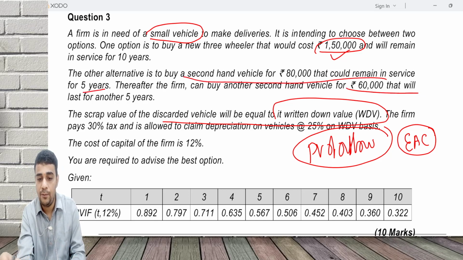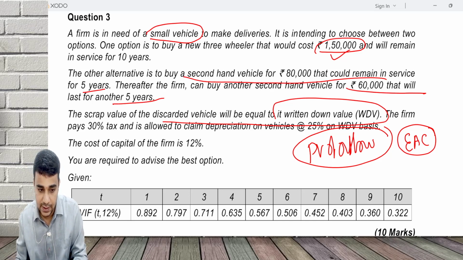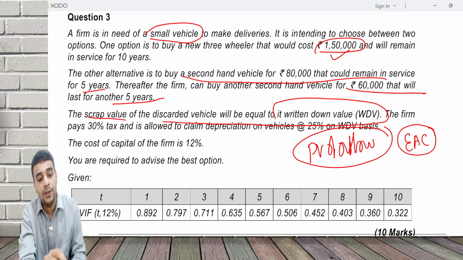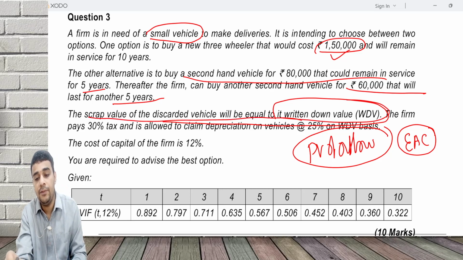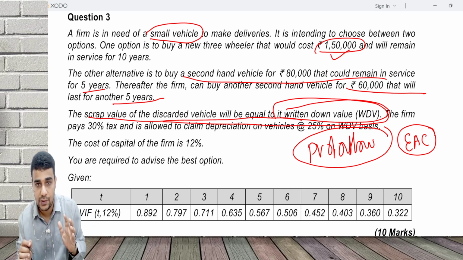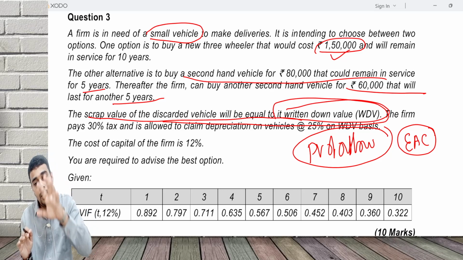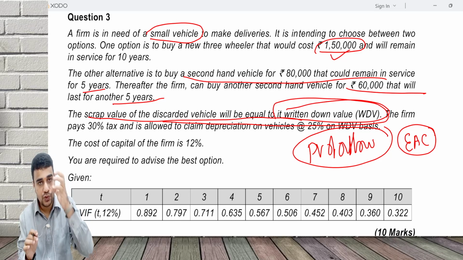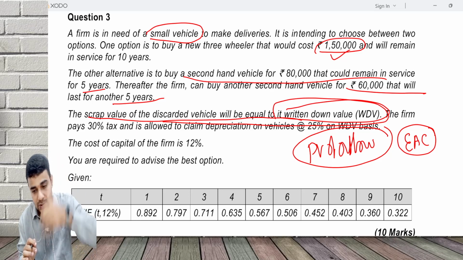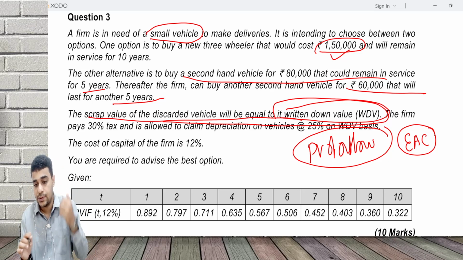You will buy another vehicle that will last for another 5 years. Here also you are going to claim depreciation. One good part is the scrap value will be equal to WDV. If scrap value is equal to WDV, net salvage value is equal to salvage value, because no capital gain, no capital loss will be there, because whatever scrap value, which is your sale value, will be equal to the WDV, which is the book value. Sale value and book value is going to remain same.